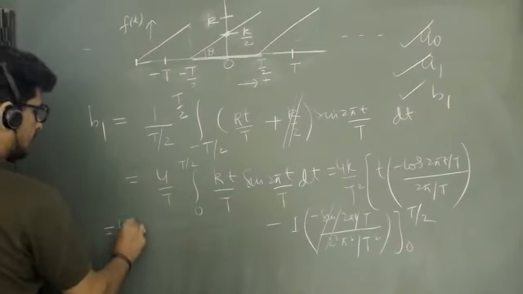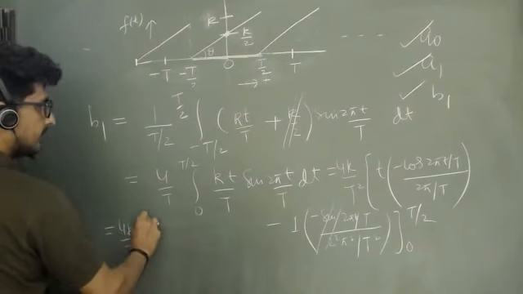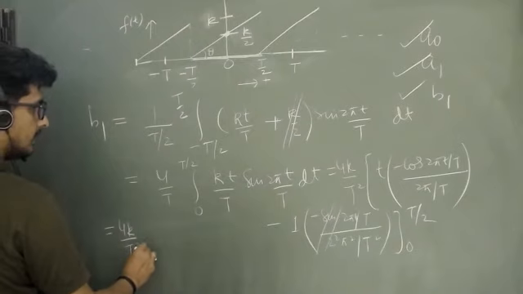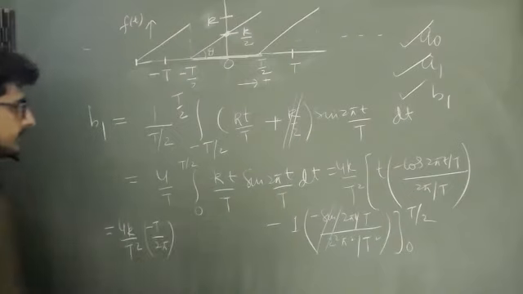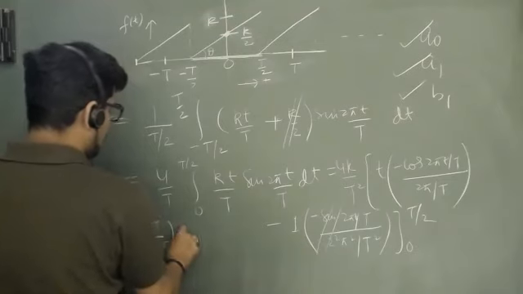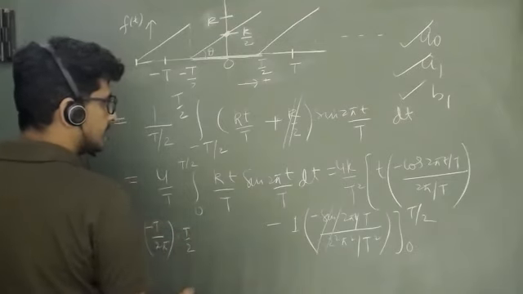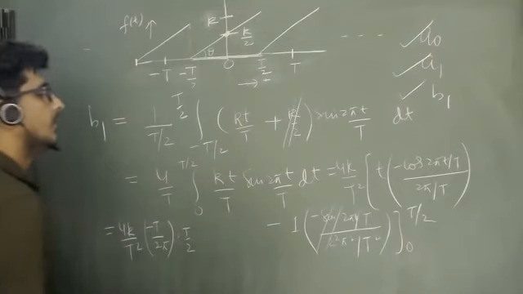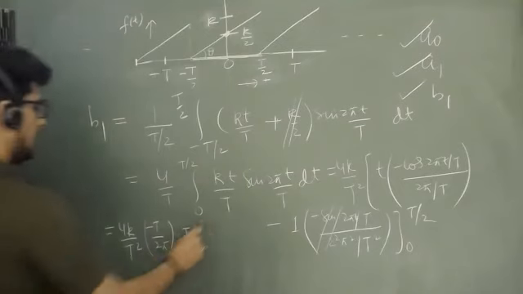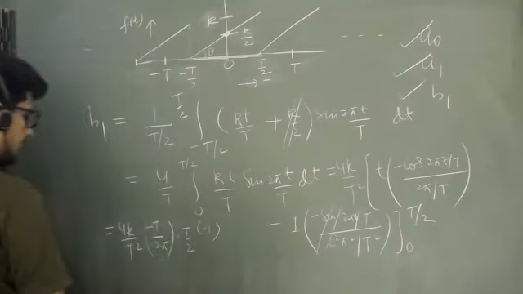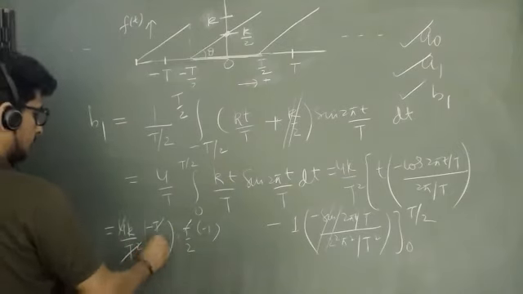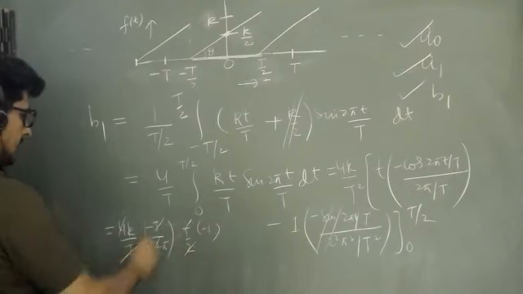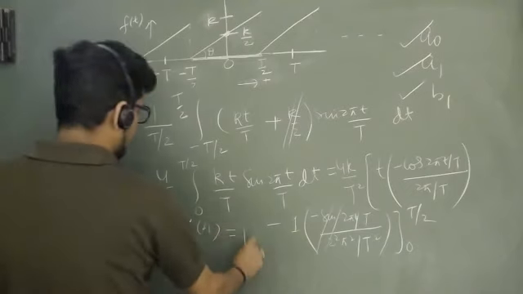So what it will become? 4k by t square and minus t by 2 pi, right? And upper limit to t will be what? T by 2. And if I put t by 2 here, it will become minus 1. So t square gone and 4 gone. Minus gone, it will be k by pi.